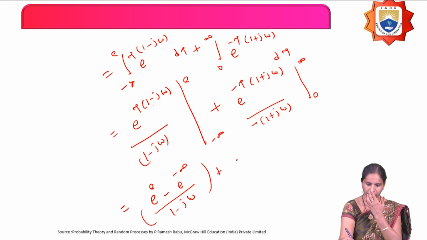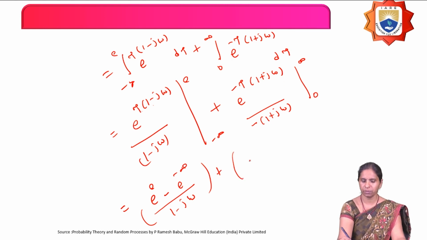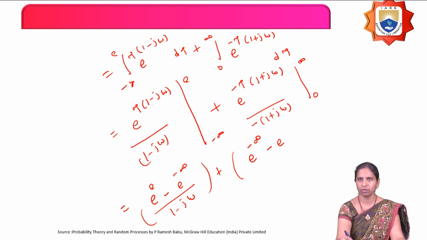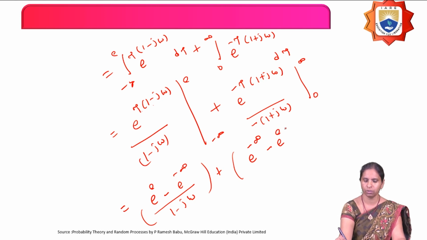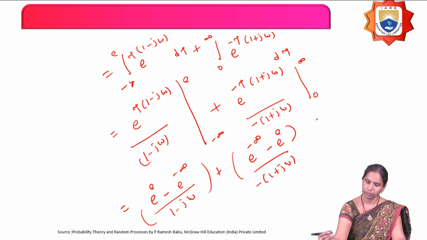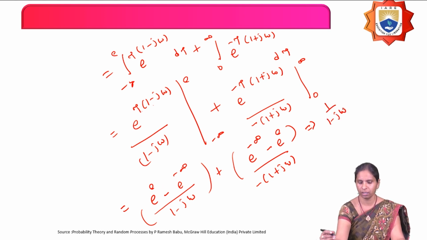Similarly here, substitute the upper limit. What happens here? In place of tau you substitute infinity, so e power minus infinity into 1 plus j omega goes to 0. Minus, what is the lower limit here? 0. So e power 0 into 1 plus j omega, divided by minus of 1 plus j omega. That implies, what is the e power 0 value? 1. So 1 by 1 minus j omega. Here minus of minus is going to give plus.